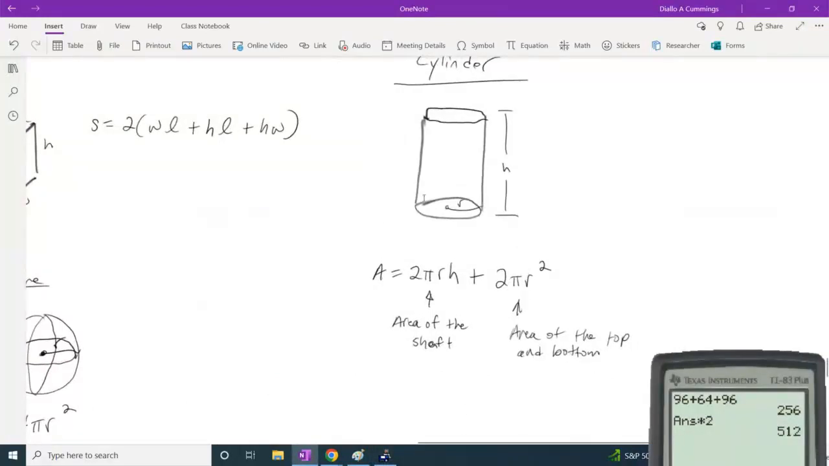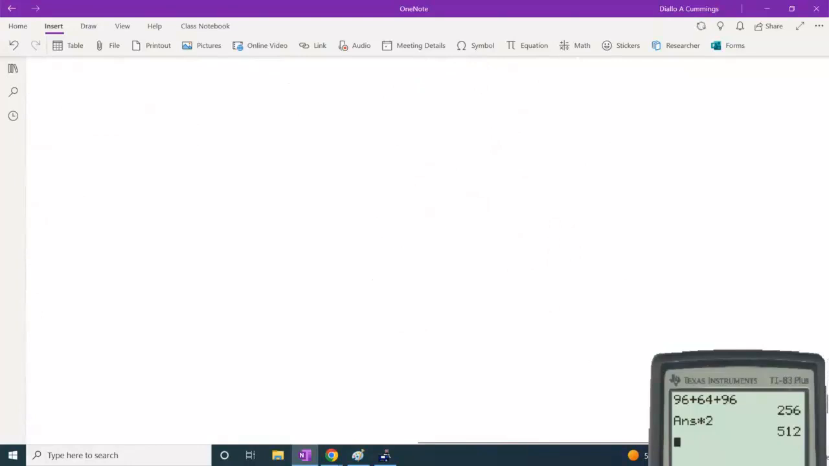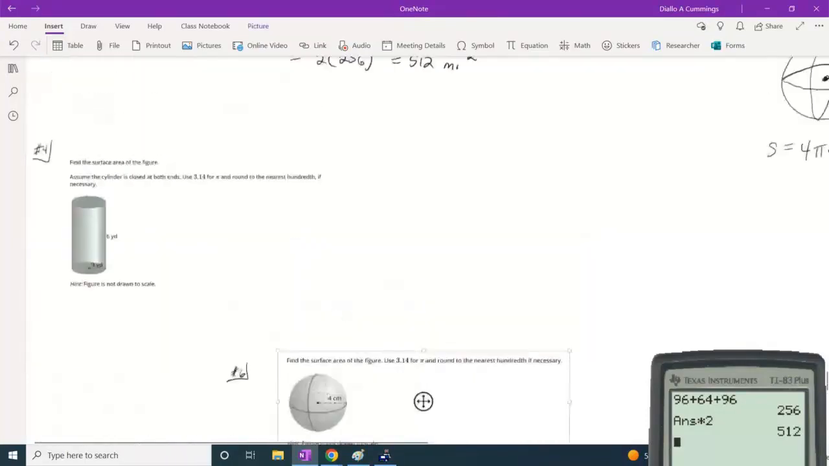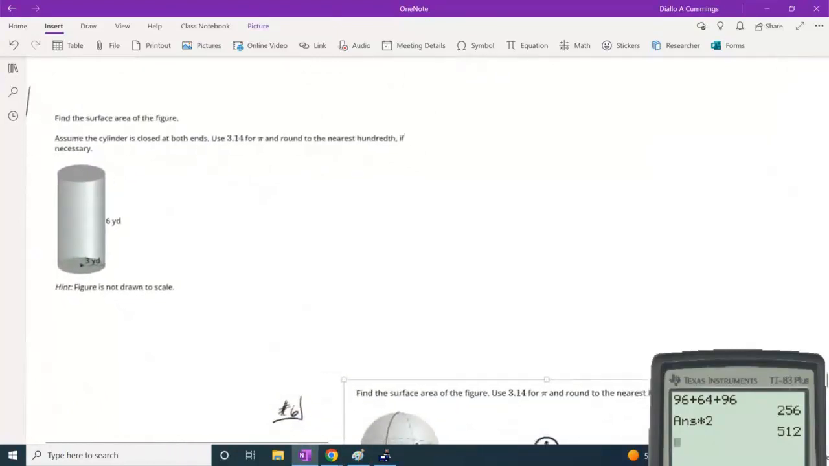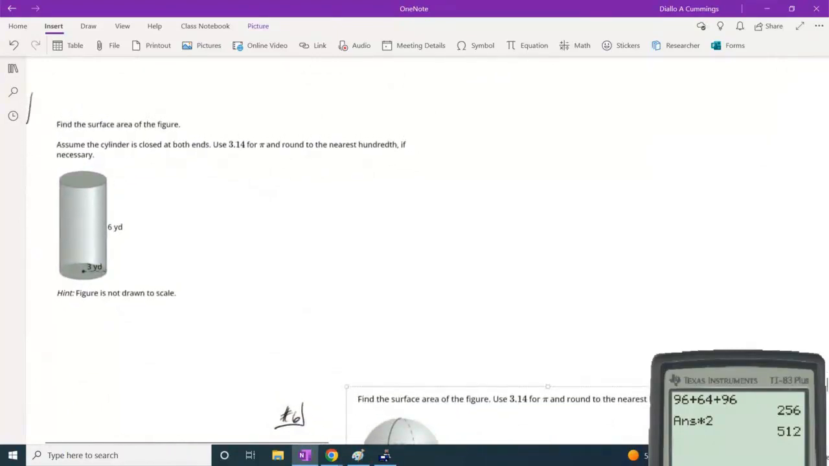Right, because the 2 pi r squared represents the area for the top, which is a circle, right? And the area for a circle is pi r squared. And the area for the bottom is another pi r squared. So altogether we have 2 pi r squared. If you did not have the top and the bottom, you would not use the second part of the formula. So notice that they specifically tell us that the top and the bottom are closed. So I'm just going to use the formula.